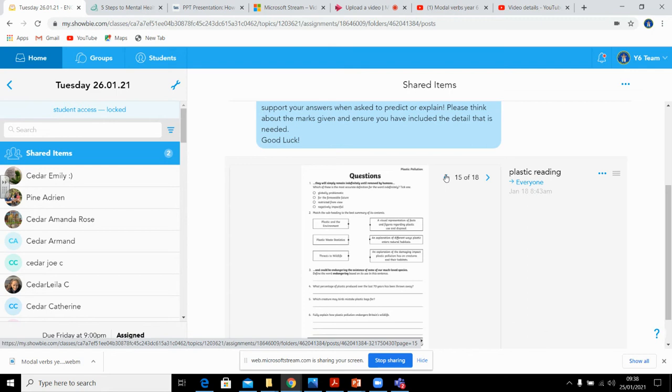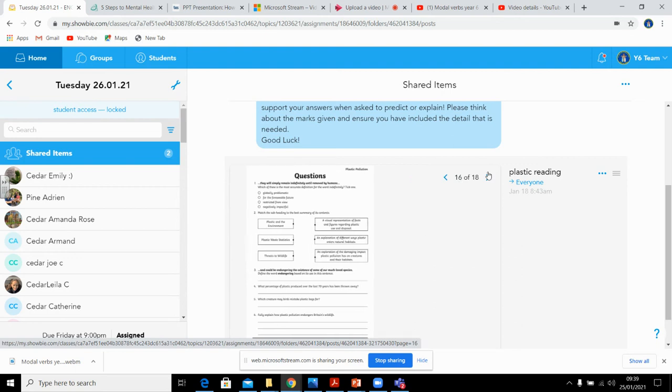Questions like 'what percentage of plastic produced over the last 70 years has been thrown away?' That's a select and retrieve question where you can just go into the text and the answer should be there. If it's a percentage, you should be looking for a number with a percent sign. If you read carefully, you will find that quite quickly. Whereas question 6 says, 'fully explain how plastic pollution endangers Britain's wildlife.' That's the kind of question where you're going to be looking at a lot more detail in your answer. You need to give two or three reasons, evidence from the text to tell us how it's endangering Britain's wildlife.